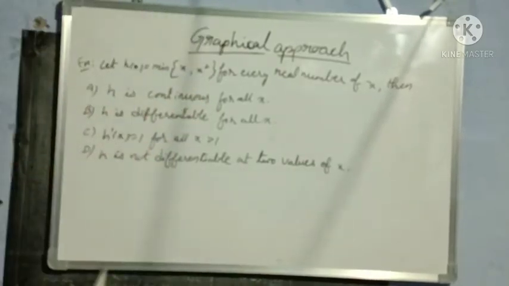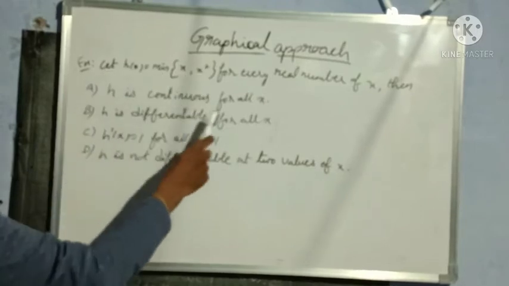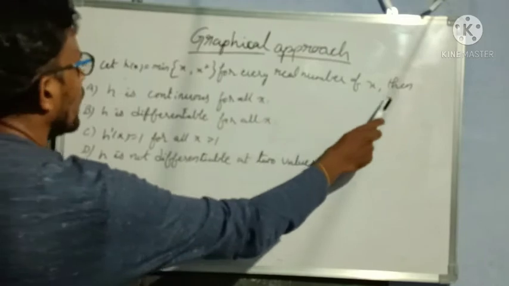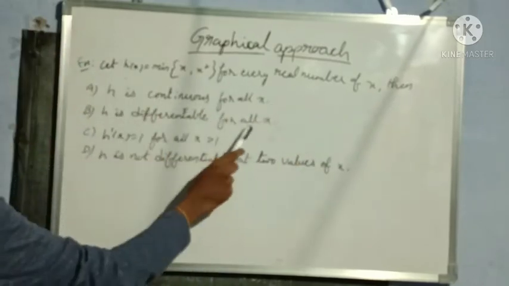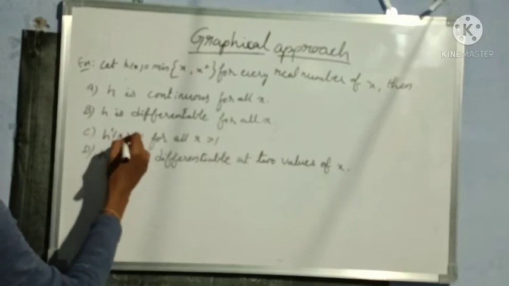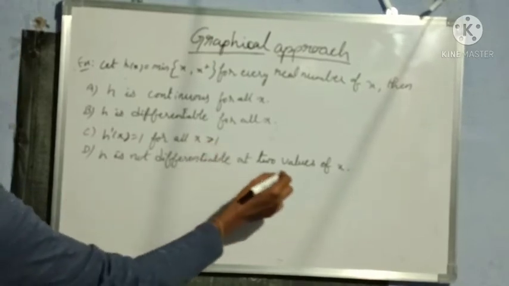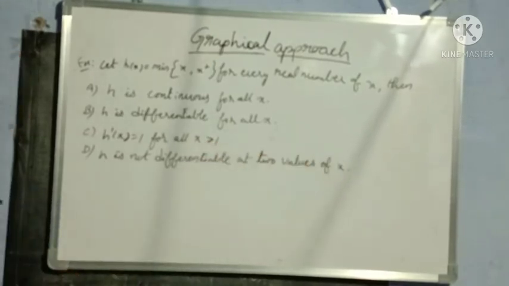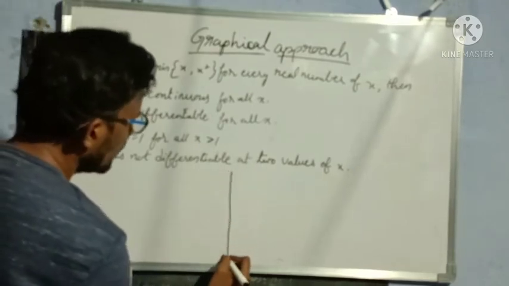Okay. So once again I will read the question. Let h of x is equal to minimum of x comma x square for every real number x. Then h is continuous for all x. h is differentiable for all x. h dash x is equal to 1 for all x greater than 1. And h is not differentiable at 2 values of x. So first let us draw the graph of minimum of x comma x square.